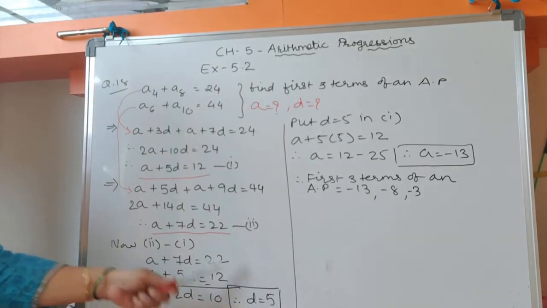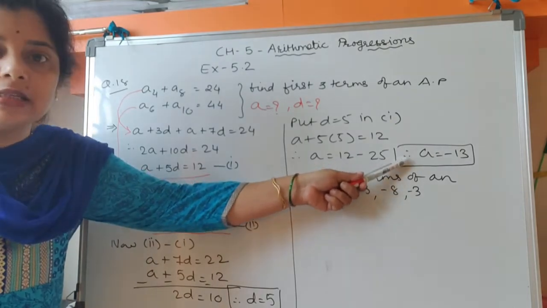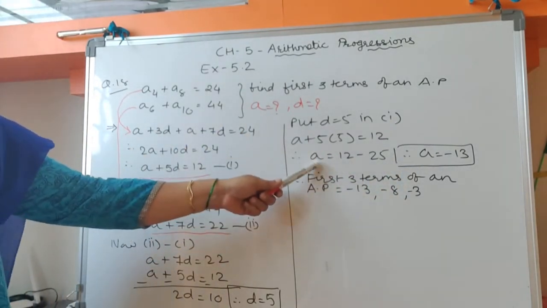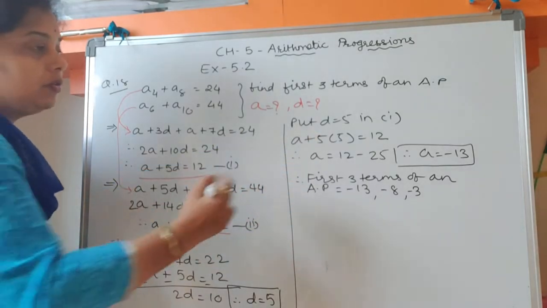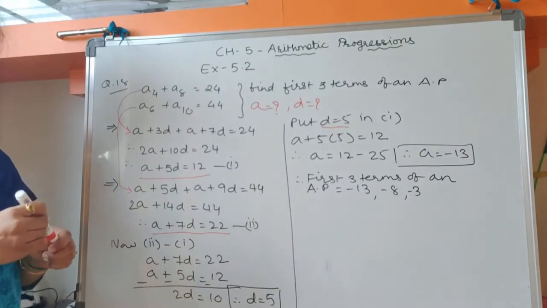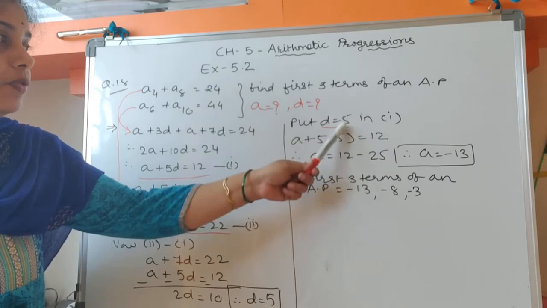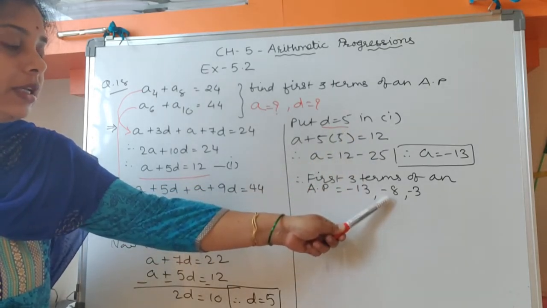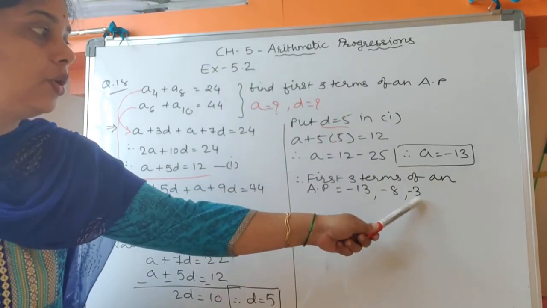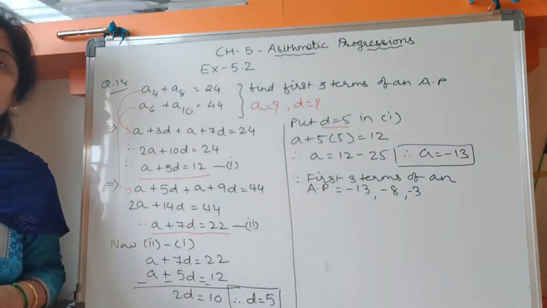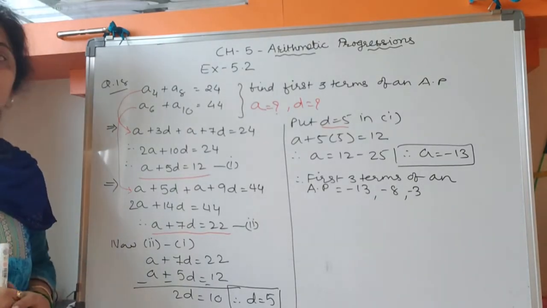Now I put D is equal to 5 in any one equation. So I will get A is equal to minus 13. A is the first term, and as we got the common difference D is equal to 5, we can easily get the first three terms. A is equal to minus 13. Add plus 5 to get the next term, so it is minus 8. Again add plus 5 to get the third term, so minus 3. Like this you can get the answer by doing such steps.